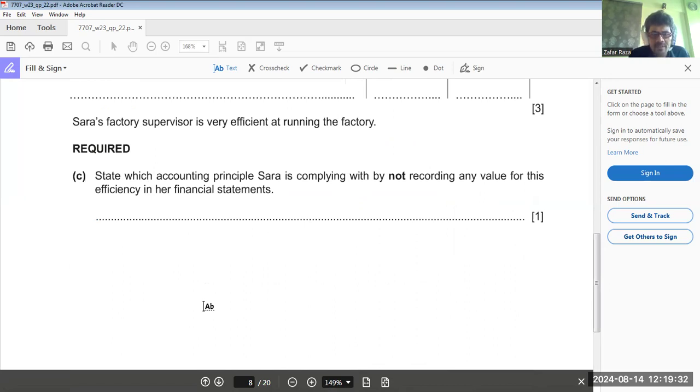State which accounting concept the business is complying with by not recording any value for this in her financial statement. That is, if we can't measure something in value, we don't include it in the accounting system. Money measurement.